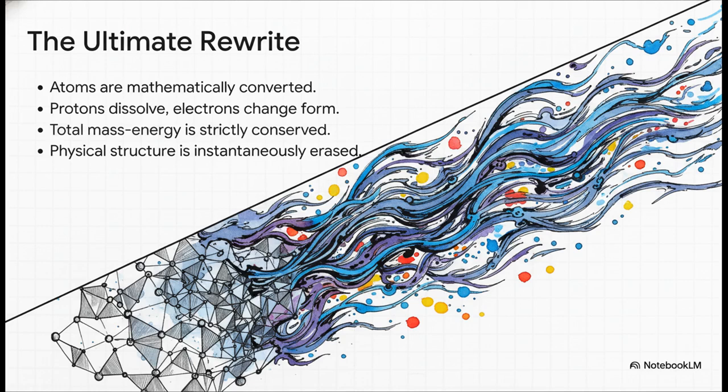Your protons might literally just dissolve. Your electrons could change into something else entirely. Now, the total energy is strictly conserved. Your mass energy remains, but the specific pattern that made up you is completely, instantly gone. The physical structure of you is instantaneously erased. You wouldn't even have time to feel any pain. You would simply cease to be a structured entity, completely rewritten at the most microscopic fundamental level imaginable.